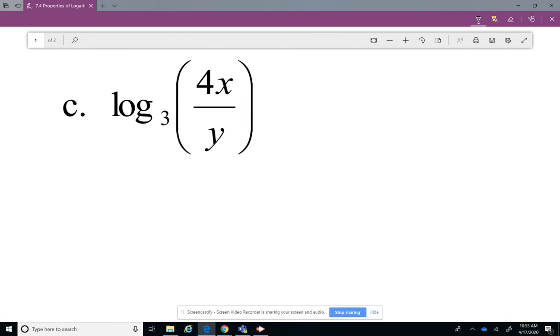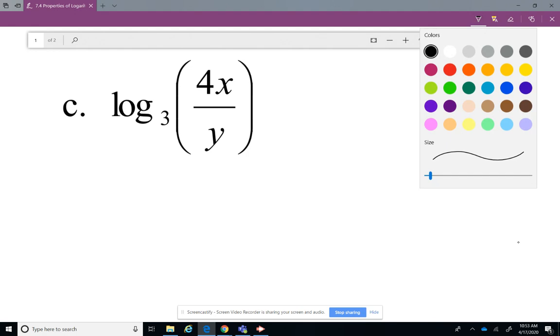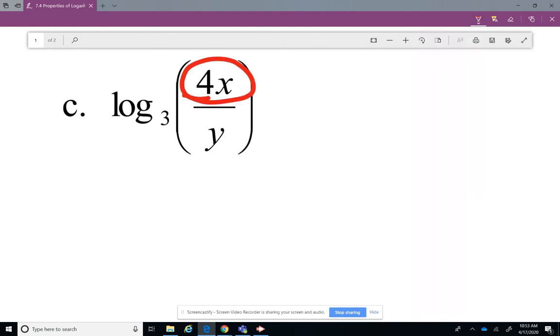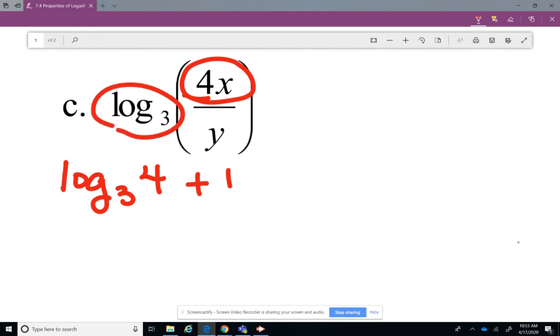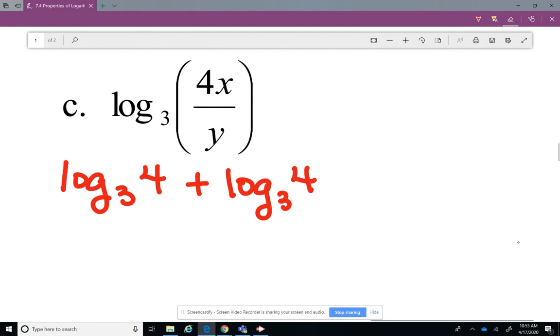All right, so we have log base 3, and it looks like I am dividing. But take note here that you're multiplying first. So log base 3 of 4. Now I'm multiplying the 4 times the x, so I have to put a plus sign. Write the log base 3 again, this time of x. Now I'm finished multiplying, so I'm dividing, so I'm going to have to put a minus sign, but I'm still using log base 3 of y. Done. All right, let's turn it over to the back.